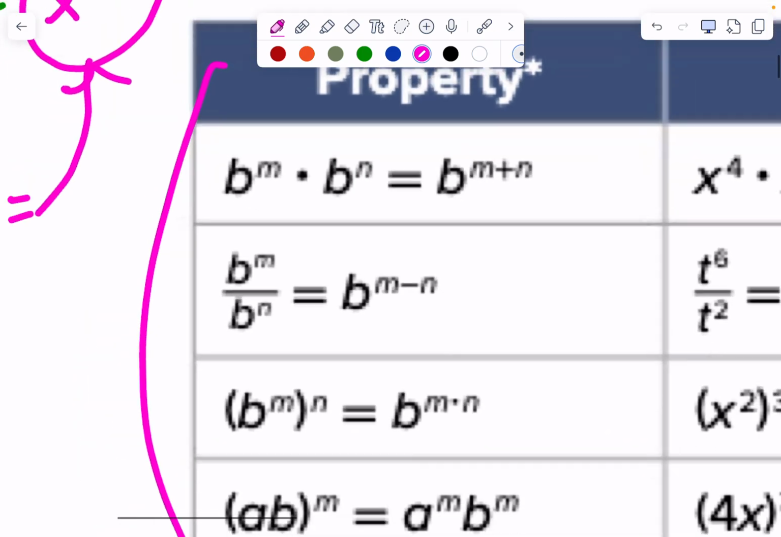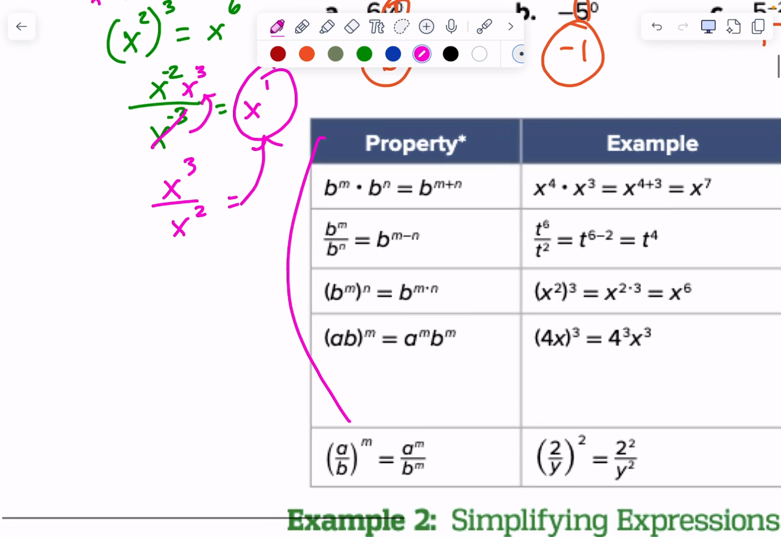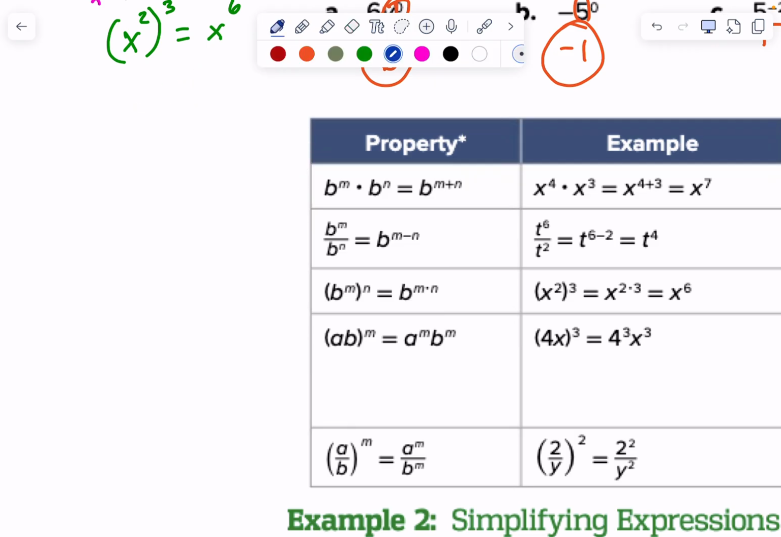So, here's a property, and I kind of ran over all my stuff, so let me erase. Here we go. Let's say for this one, we have x to the 3rd times x squared. We already said that one was x to the 5th, because you add the exponents, right? X to the 3rd divided by x squared is x to the 1st, because you subtract the exponents, right?